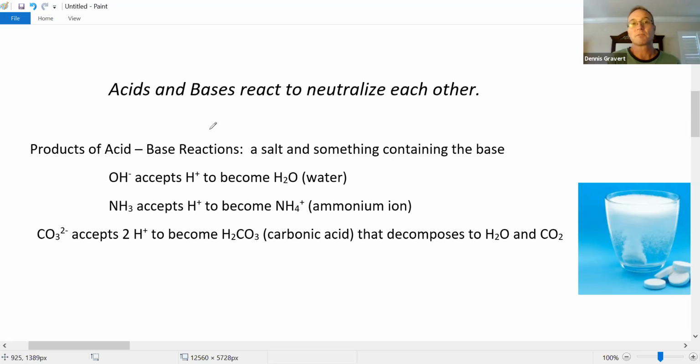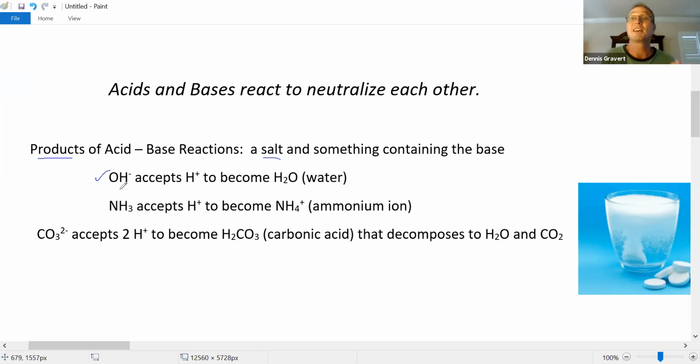And then what are the products? Well, generally the products are going to be a salt. And in our examples, I'll try to remember to point that out. So salt, a cation with an anion, an ionic compound. And then something else that contains the base. So we had 3 bases now, hydroxide ion.